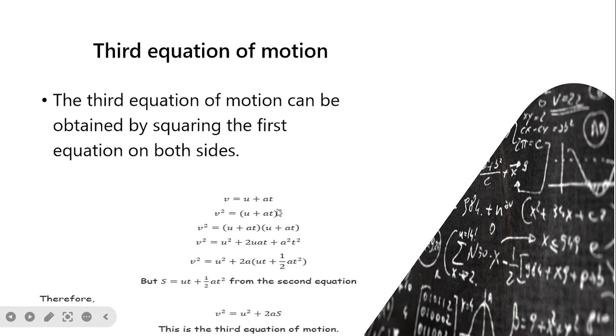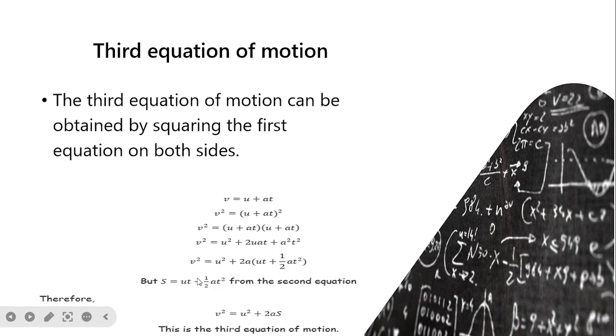So the answer from here, you get v square. If we expand this one, v square will be equal to (u plus at) in bracket times (u plus at) in bracket. So v square will be equal to u square plus 2uat plus a square t square. So we get v square is equal to u square plus 2a in bracket (ut plus half at square).